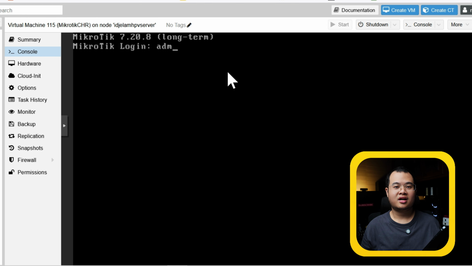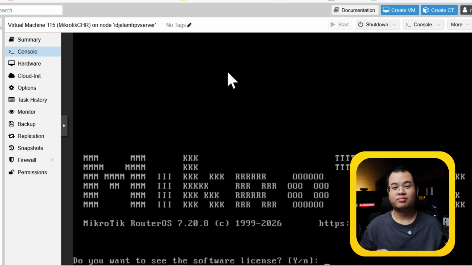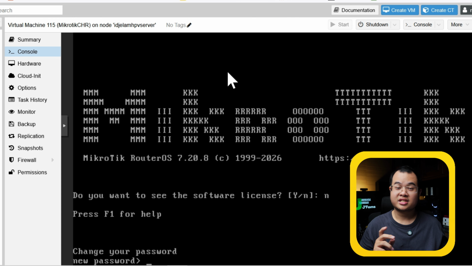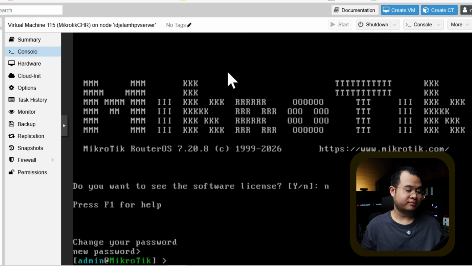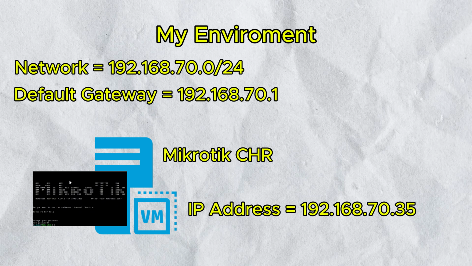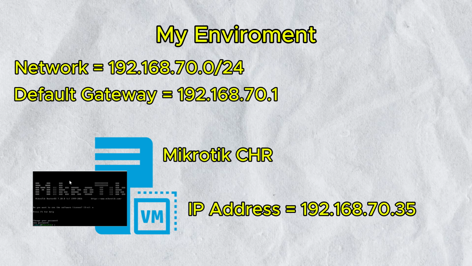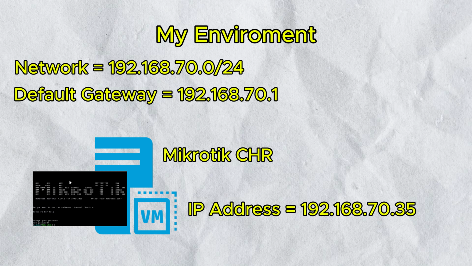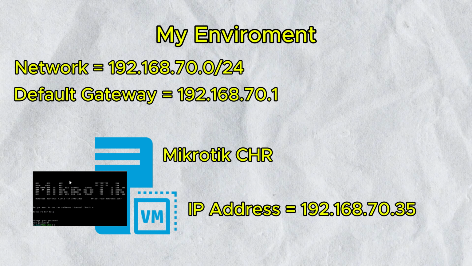How do we access it with Winbox, guys? Access the MikroTik CHR VM console and type the default username, admin, and the password is blank. Now we need to configure the network so we can access it using Winbox. In my environment, I will set the IP address to 192.168.70.35/24 and the default gateway to 192.168.70.1. Back to the console, guys.